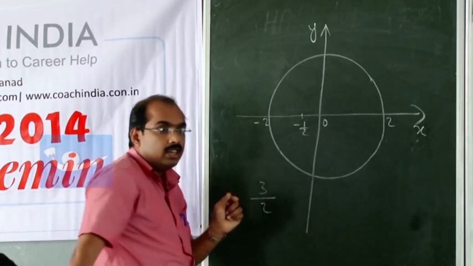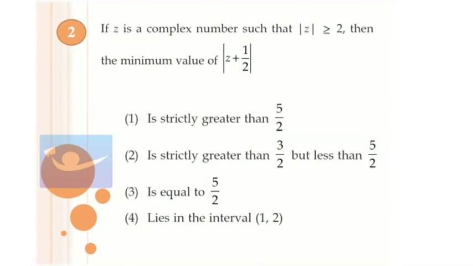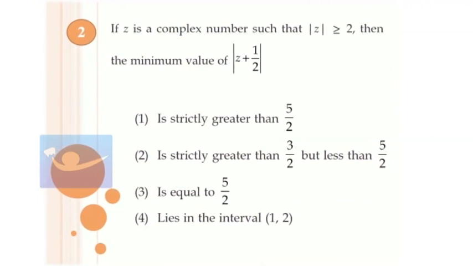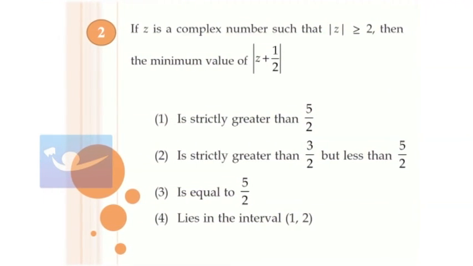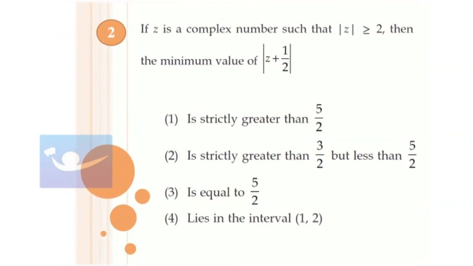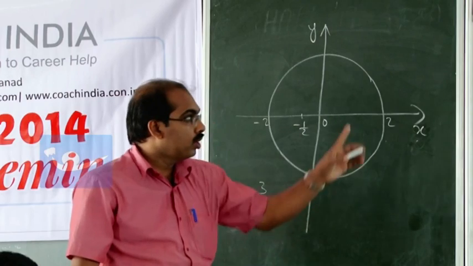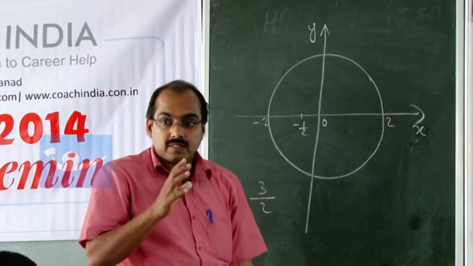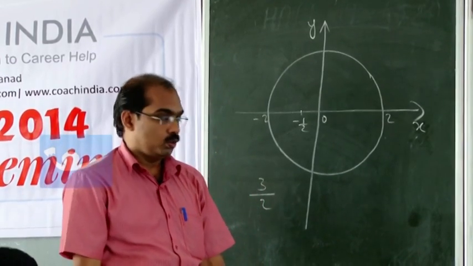Here in your options, the exact value 3 by 2 is not given. So, from the available options, you have to choose 'lies in the interval 1, 2'. That is the correct option from the available ones. Okay? The exact value of mod z plus 1 by 2 will be 3 by 2. It lies between 1 and 2.